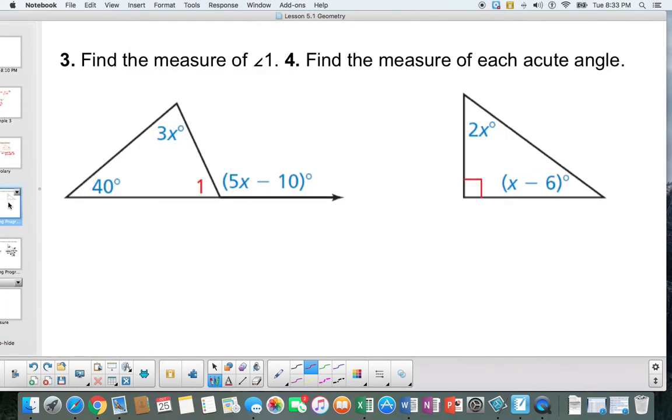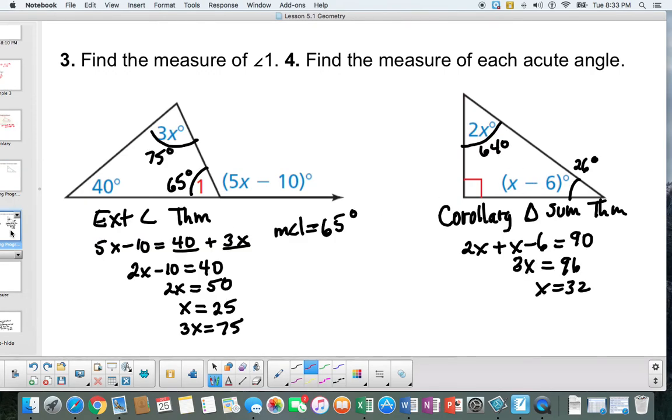Okay, I'd like you to take a minute to stop the screencast and see if you can figure out the measure of angle 1 and if you can figure out the measures of these two acute angles. And here's the answer. I used the exterior angle theorem, and I made the exterior angle equal to the sum of the two non-adjacent, did my algebra, got x is equal to 25, and then once I got x equal to 25, I got this angle to be 75, and the three have to add up to 180, so there's only 65 degrees left for angle 1.